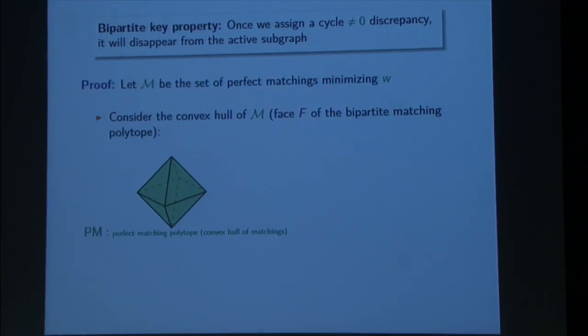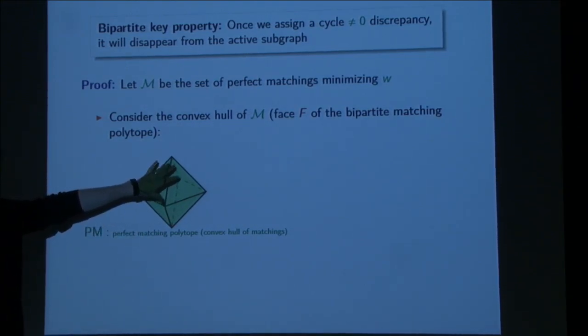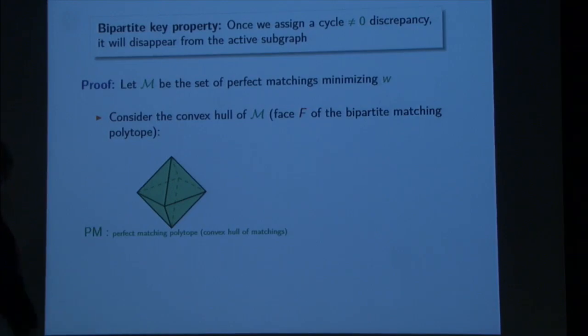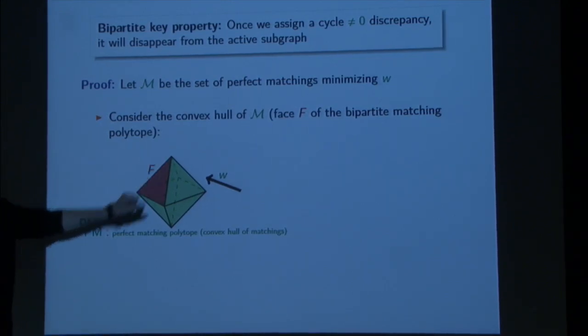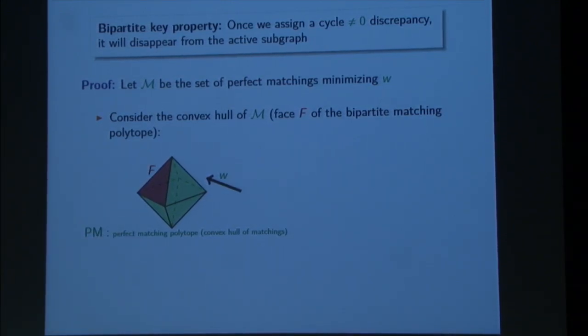Okay. All right. So I want to prove that if I find a weight function that assigns non-zero discrepancy to a cycle, then this cycle disappears from the active subgraph. And I will do that by using the structure of the perfect matching polytope. So this is the convex hull of all the incidence vectors of perfect matchings. All the vertices here correspond to perfect matchings. Now I select some weight function. I minimize it or maximize it. Here, I guess it looks like I maximize it. Then all the perfect matchings that are min weight perfect matchings for this objective function will form a face of this polytope. So it will be the convex hull of these matchings on the corner.